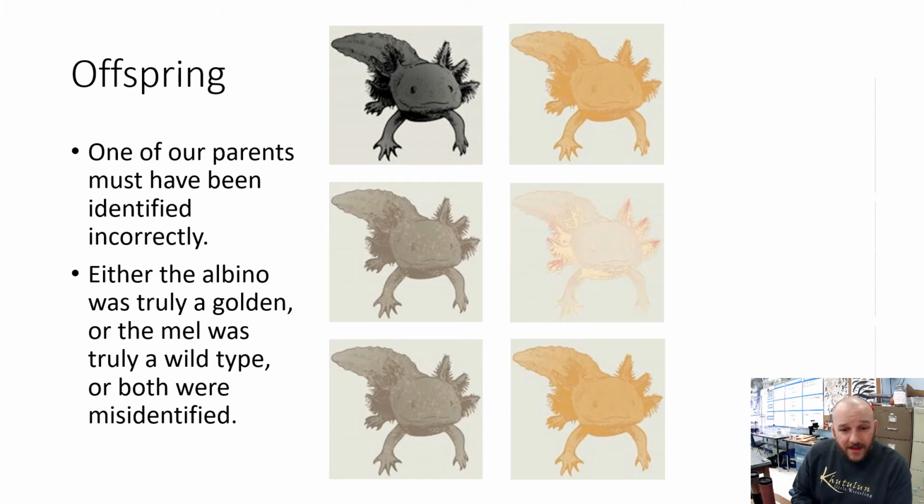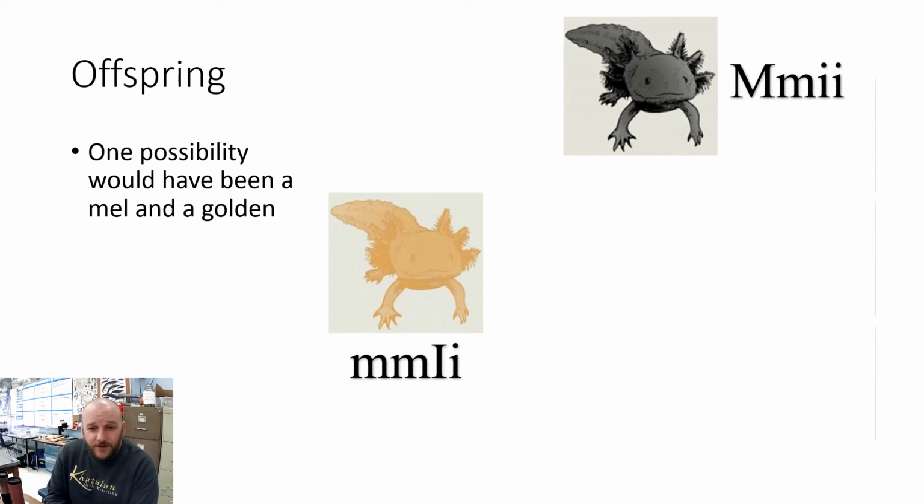So given these different possibilities, which one did we actually have? Well, we can do a Punnett square with each of these potential crosses and see which ones make sense. So in this case, we would have a melanistic parent that is heterozygous for melanin and homozygous recessive for erythrophores.